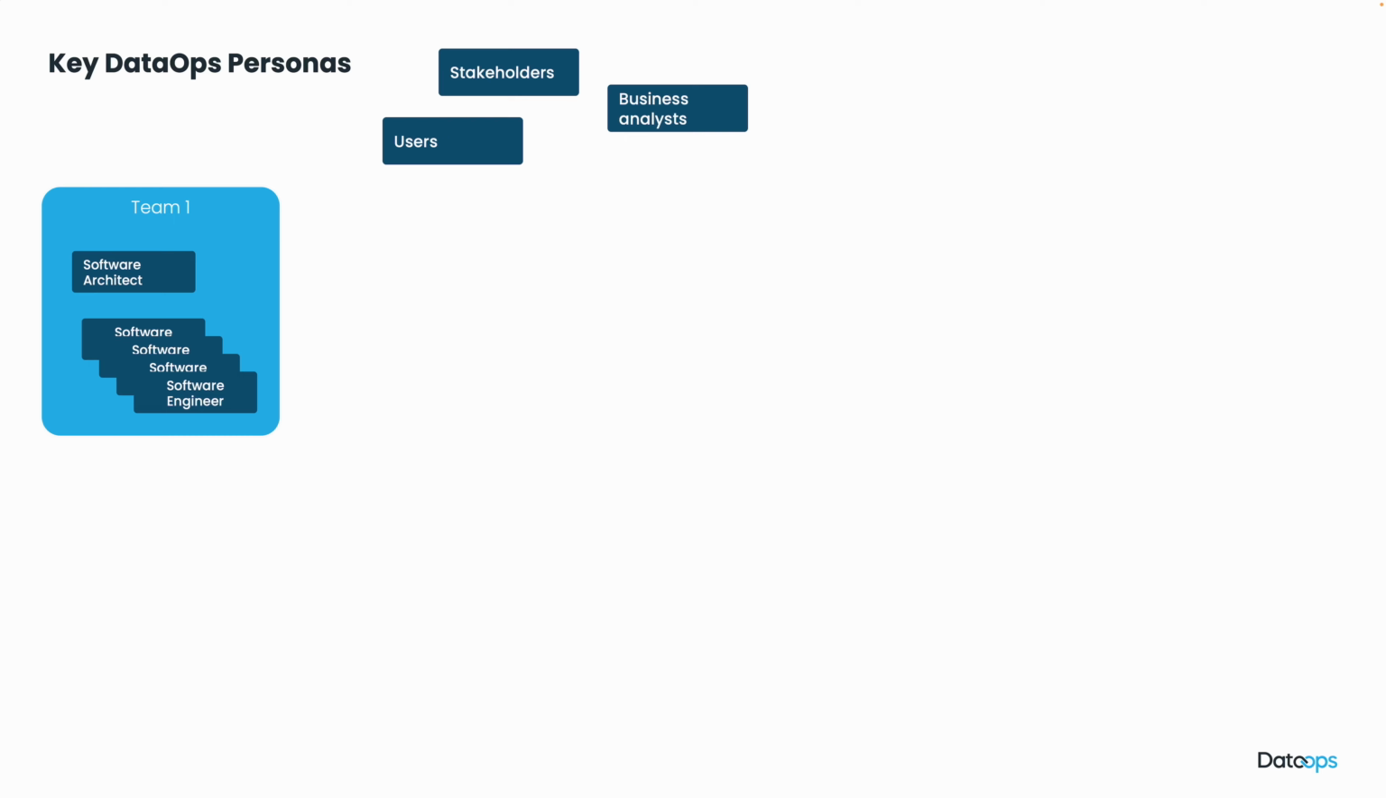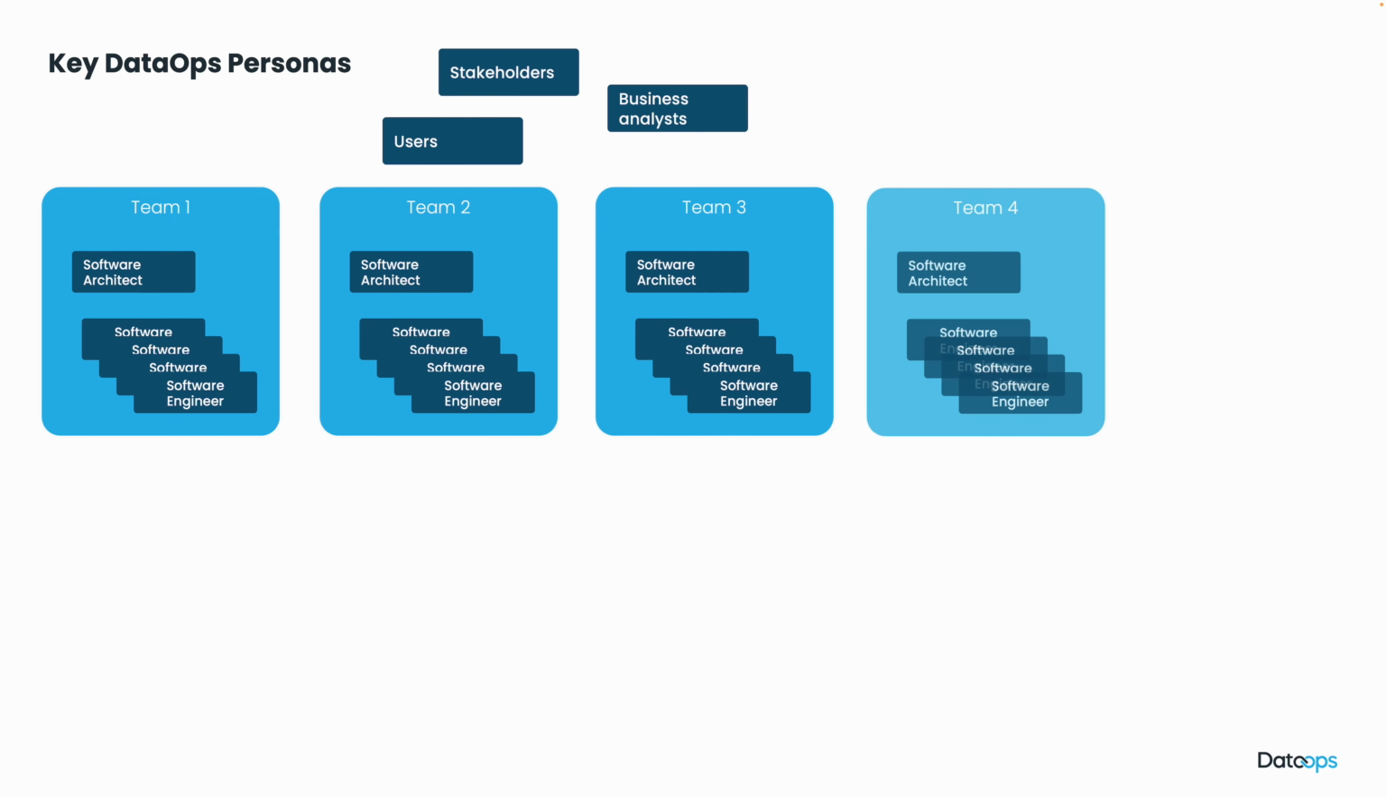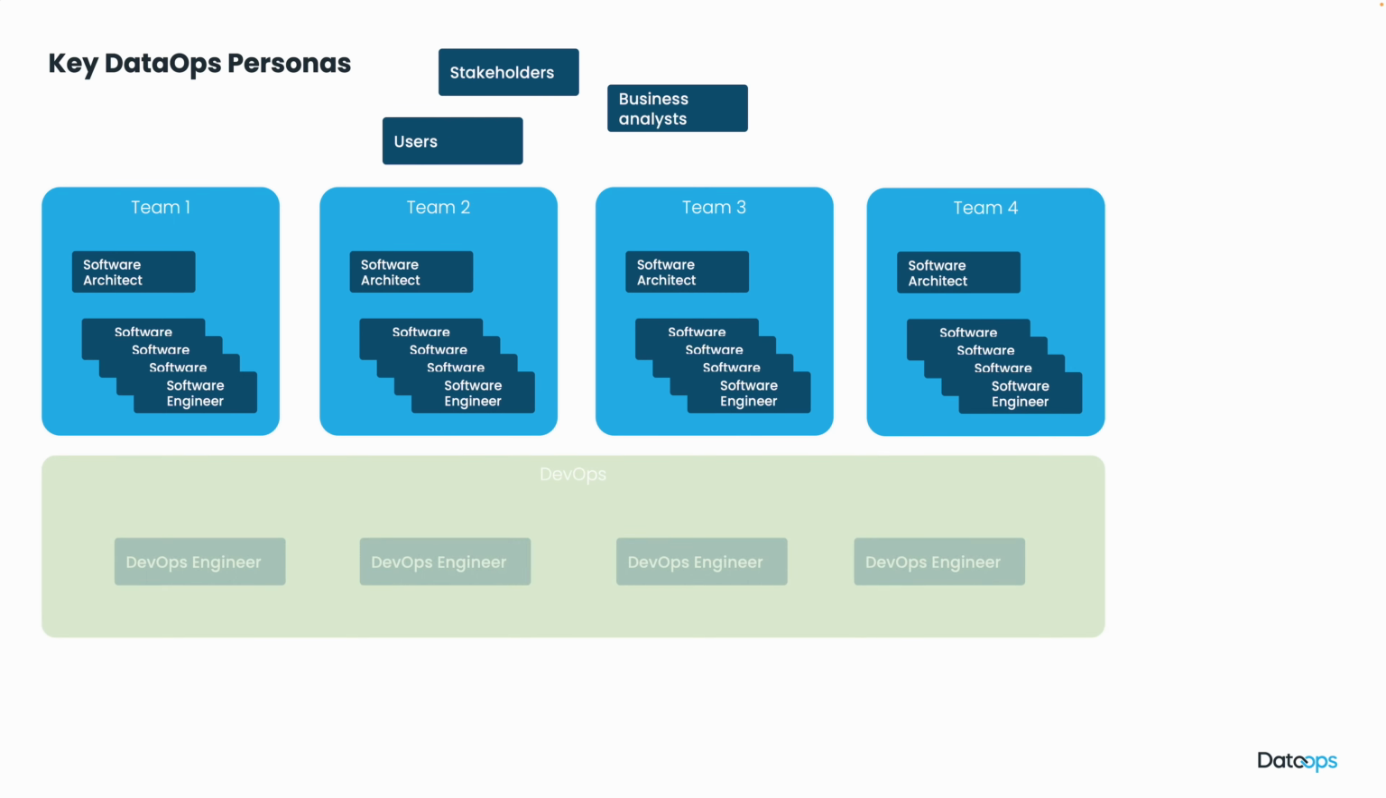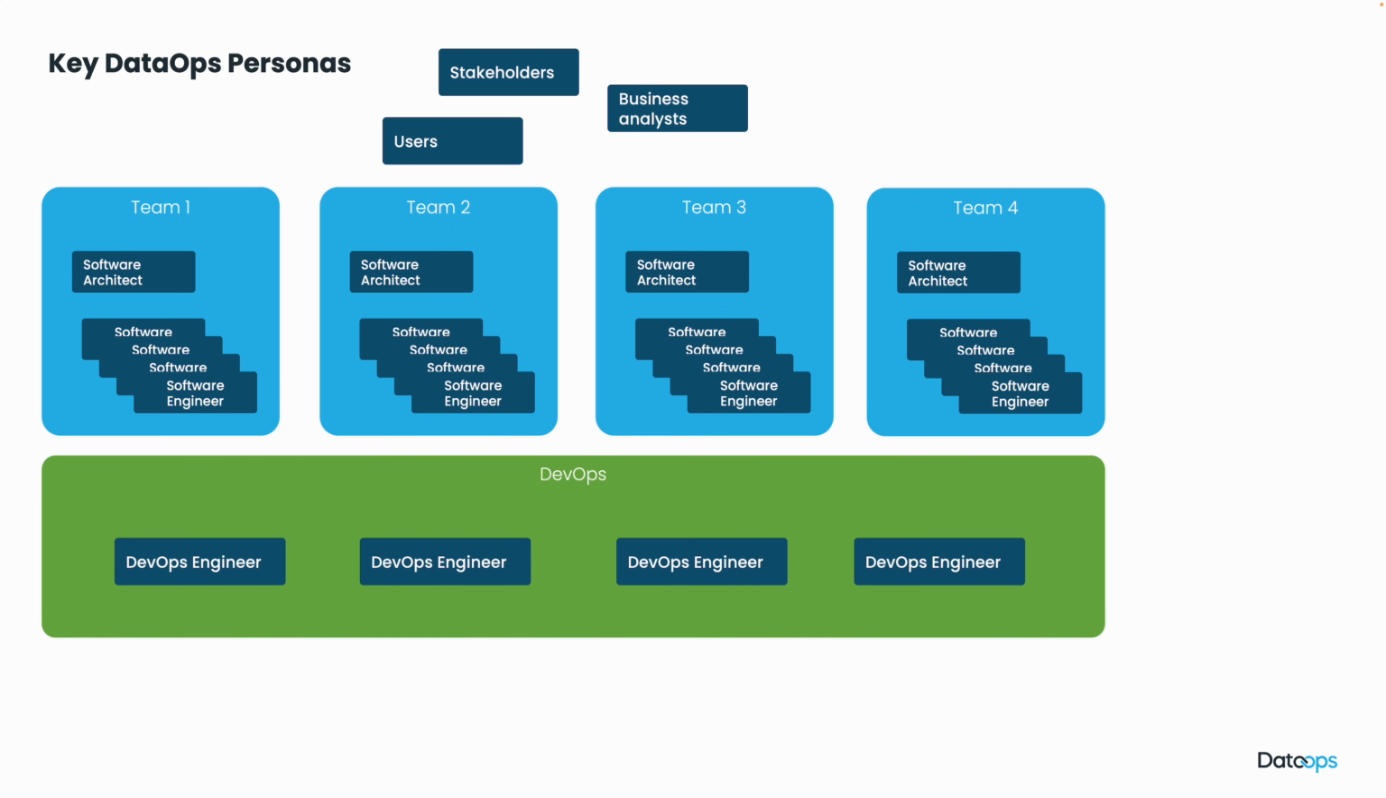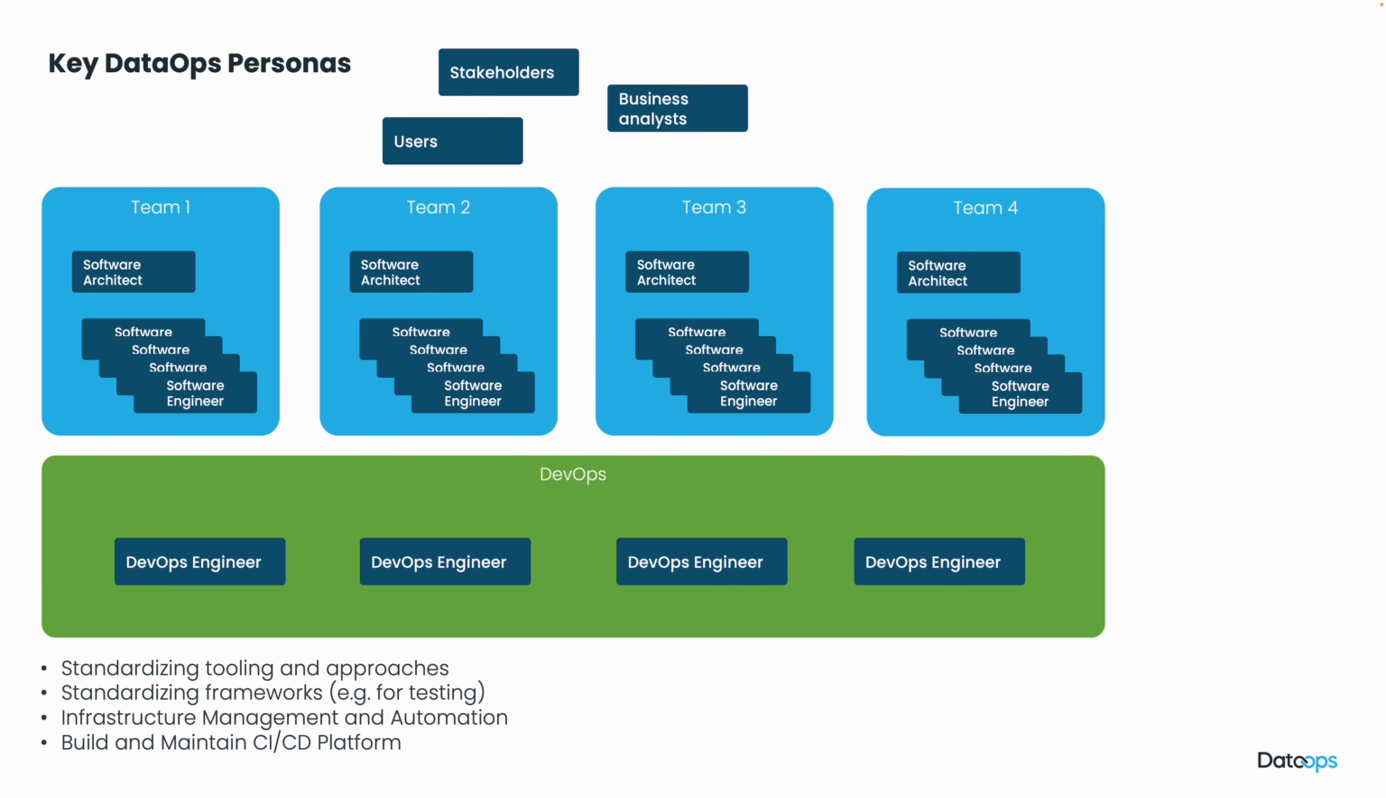When I ran a software development organization, I had multiple teams. Each one may have had an architect and a set of engineers, and then I had a DevOps team. I had one DevOps team that supported all of those software engineering teams. I had a much smaller number of DevOps engineers that standardized the tooling and the approaches, so every team is working in a fairly consistent way, particularly the standardization of things like test frameworks. They did all of the infrastructure management and automation, so every team got the infrastructure they needed exactly when they needed it. They built and maintained the CI/CD platform, so the teams could just use it.